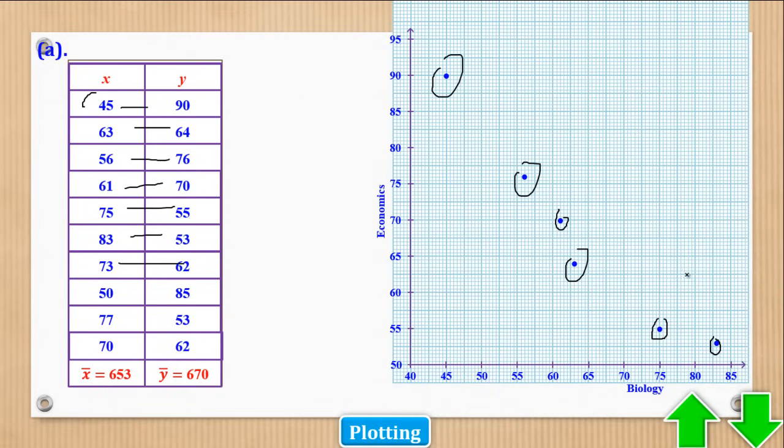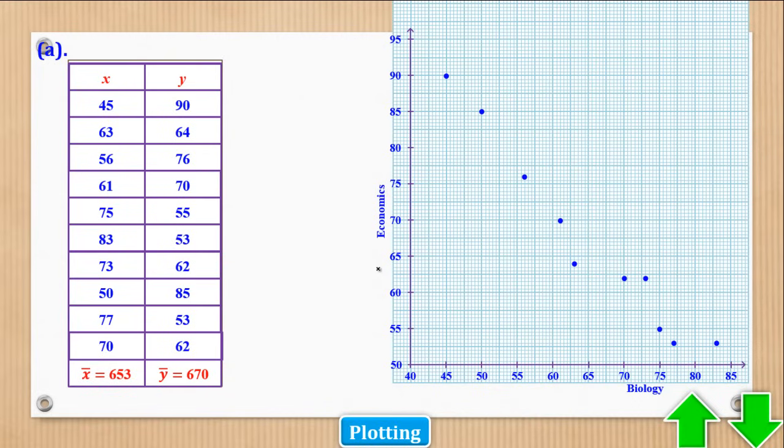73 with 62, 50 with 85, 77 with 53, and 70 with 62. Okay, so that is called a scatter diagram.